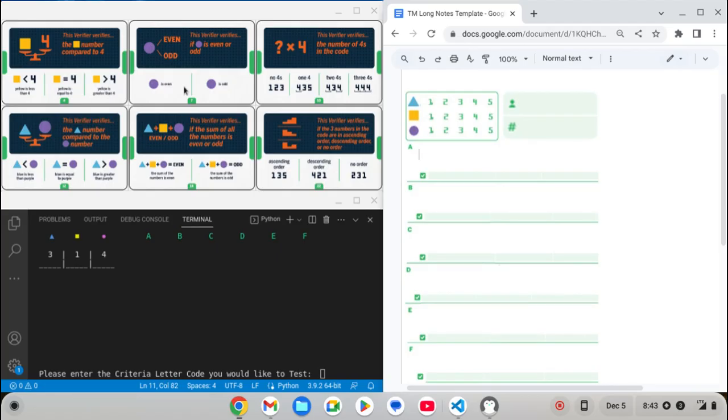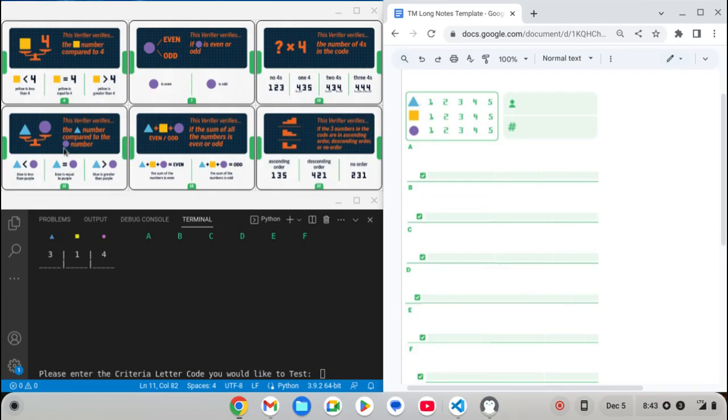Criteria card B will take a look at our last digit, the circle digit, and the Turing Machine will let us know whether its value is an even digit or an odd digit. Criteria card C will take a look at our 3-digit solution, and the Turing Machine will let us know how many of those digits are 4. Are there no 4s? Is a single 4? Or perhaps 2? Maybe even all 3 are 4.